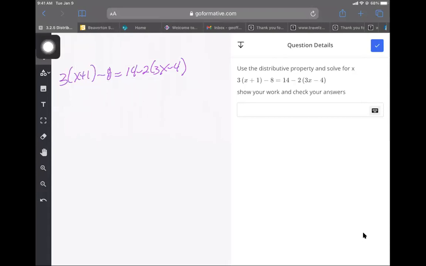So we're going to multiply, distribution, right? Fancy word for multiply. So let's do it. What's 3 times x? 3x. We're done with that one. What's 3 times +1? 3. And now we're going to bring down our 8.